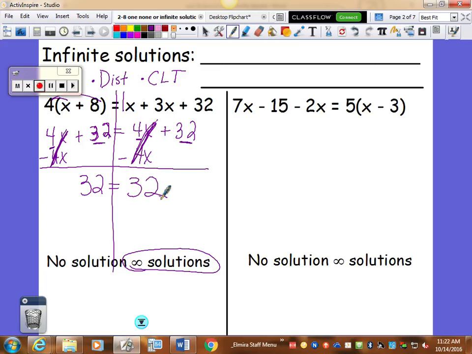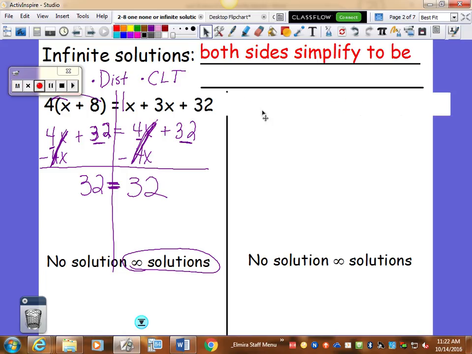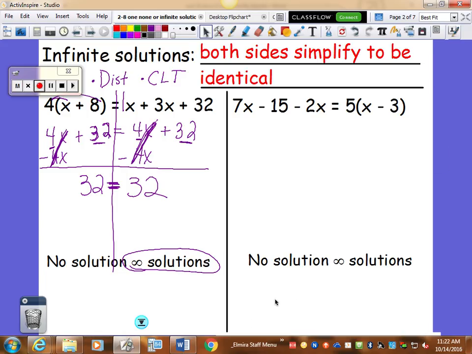32 is not the answer. 32 is still part of the problem. Now, they're equal to each other, that's a true statement, but x is canceled out of the entire problem. I can't even find out what x is because there's infinitely many solutions. Okay, so when both sides simplify to be identical, then you can tell there are infinitely many solutions.